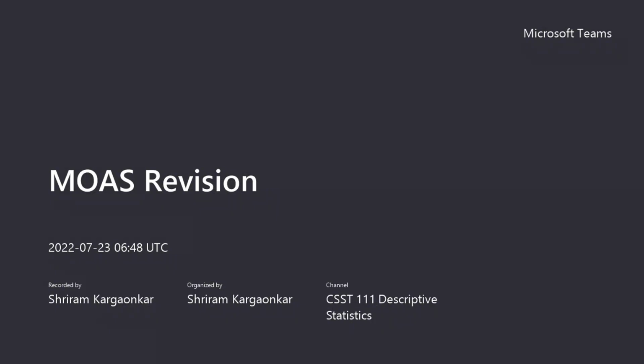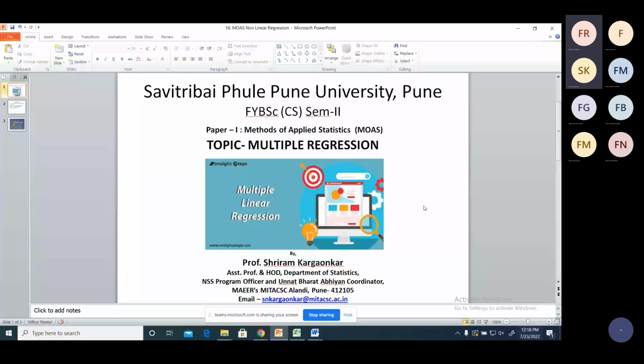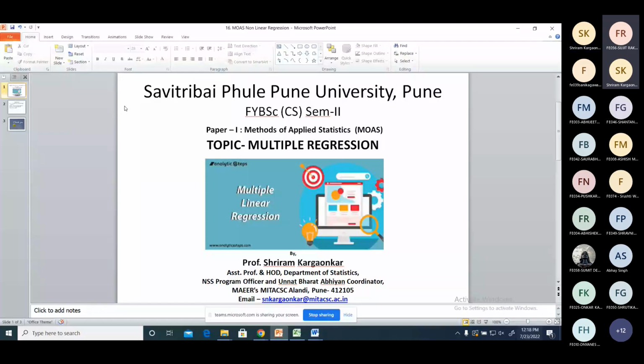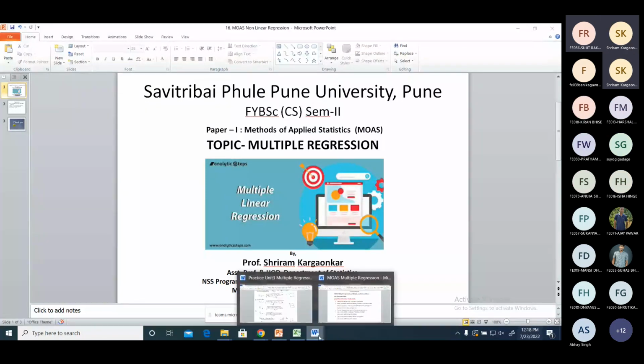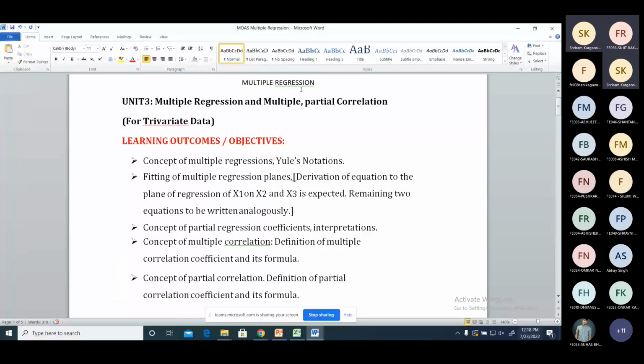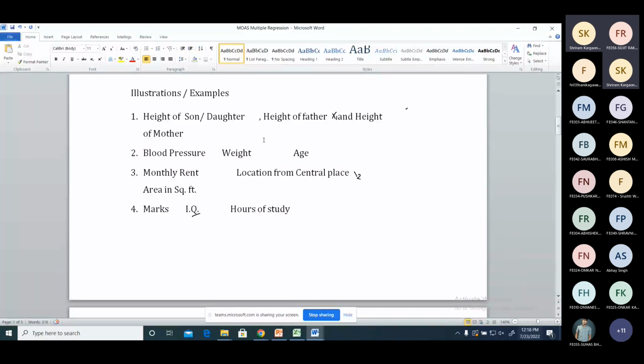For you to prepare for the exam. Okay, so let's go to the multiple regression. Fine. See, in the multiple regression, what you have to understand: what is the trivariate data, then the notations used, then fitting of multiple regression planes, then partial regression coefficients, multiple correlations, and all these things are there in the syllabus. We are going to apply shortcuts and we will understand the important concepts only.